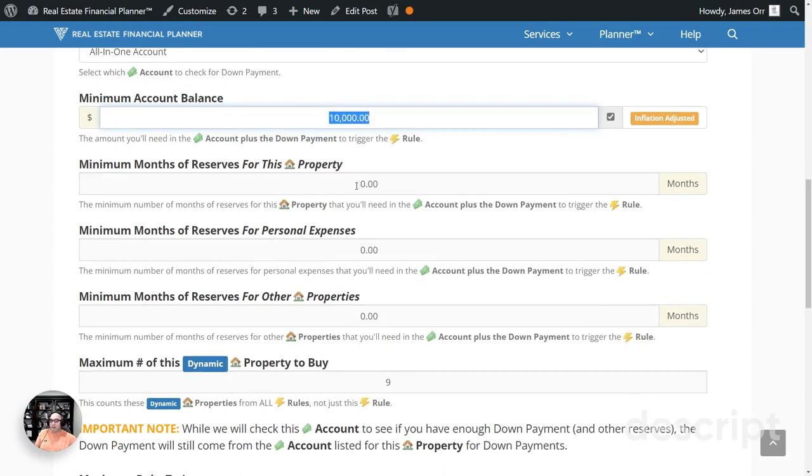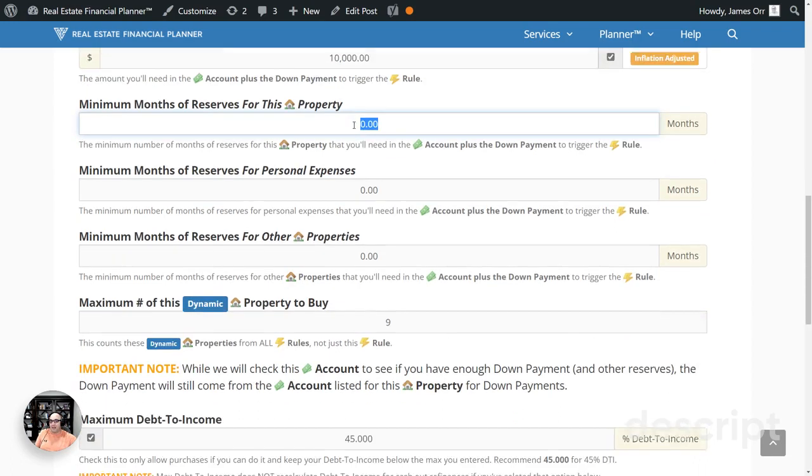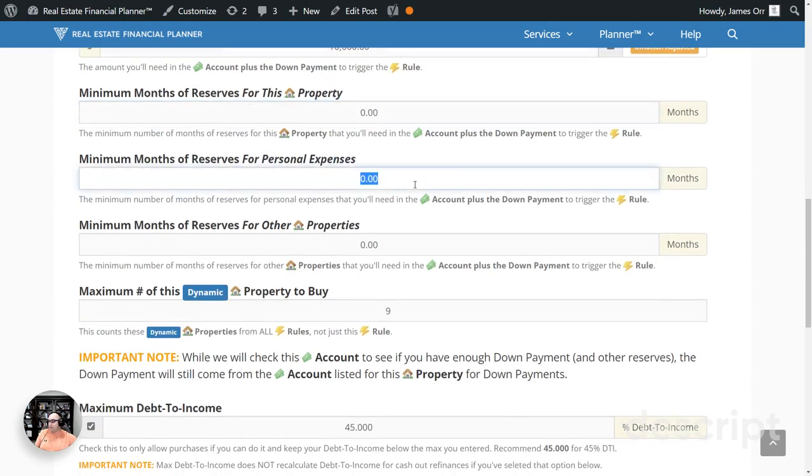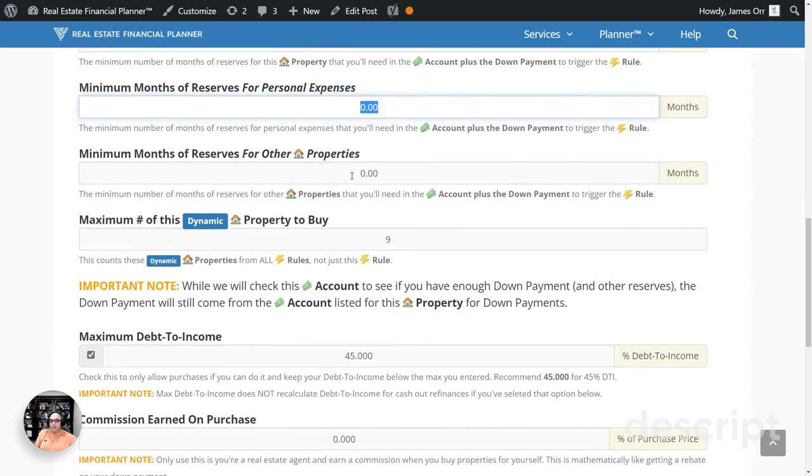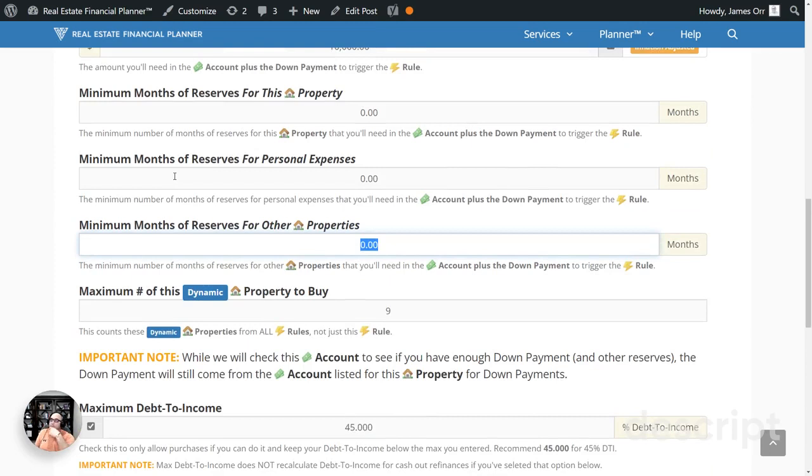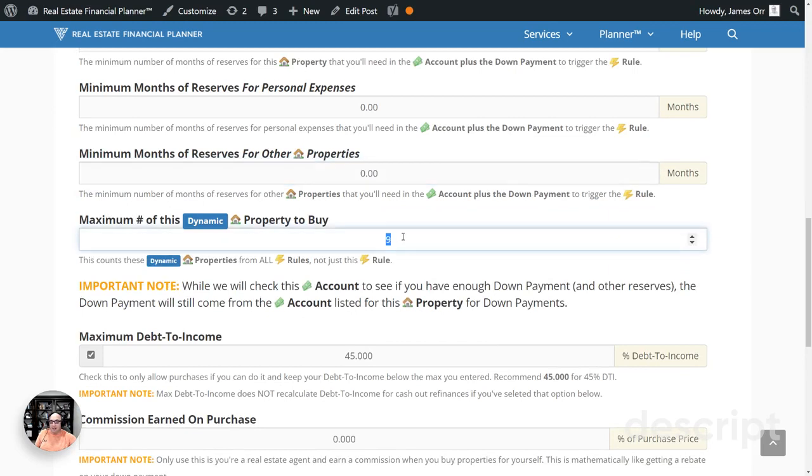And then how many months of reserves for this property? In this case, she's going to operate a little bit aggressive, and she's going to say, I want no additional months of reserves, just keeping that $10,000 in reserves, and no months for personal expenses, and no minimum months of reserves for other properties. And how many of these properties am I going to buy? Well, in this case, Andrea's saying, look, I want to be able to buy 8 rentals, and I want to have one additional house that I always live in. And so we're going to say buy 9 properties like this. And so she'll be able to buy 9 properties. The last one is the one she's going to permanently live in.